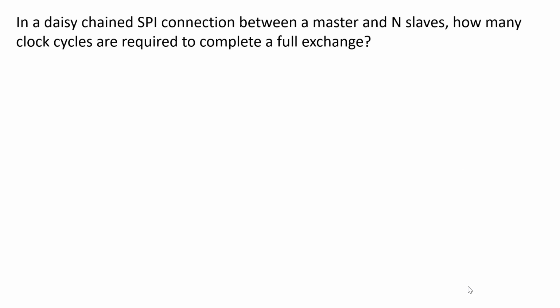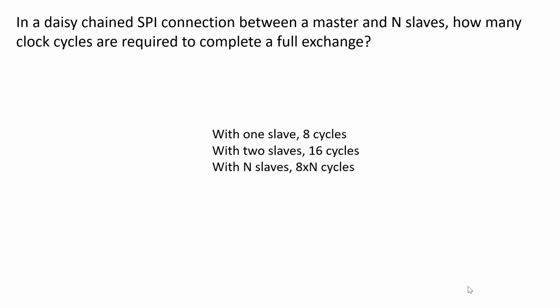In a daisy chain SPI connection between a master and n slaves, how many clock cycles are required to complete a full exchange? Full exchange meaning that all of the peers on the channel receive data from all the other peers. In this case, with one slave it would be 8 cycles, with 2 slaves it would be 16 cycles, because remember SPI is like a giant shift register. You have to shift all the bits through, and it operates in units of 8 bits. And with n slaves it would just be 8 times n.